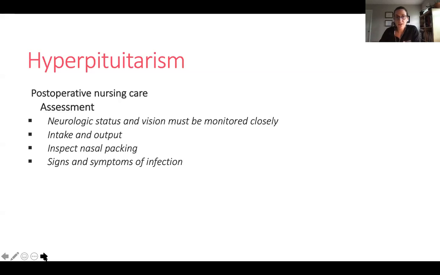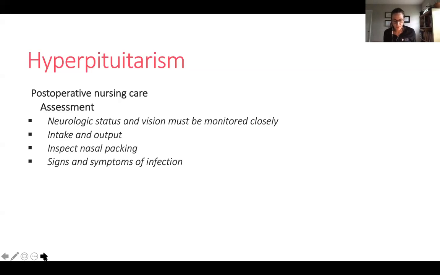We want to monitor their intake and output pretty closely. They're at risk for SIADH or diabetes insipidus, which we'll talk about in a few slides. Inspect the nasal packing. I talked about this a little bit a couple of slides ago. And then signs and symptoms of infection. Obviously, they just had a surgery.